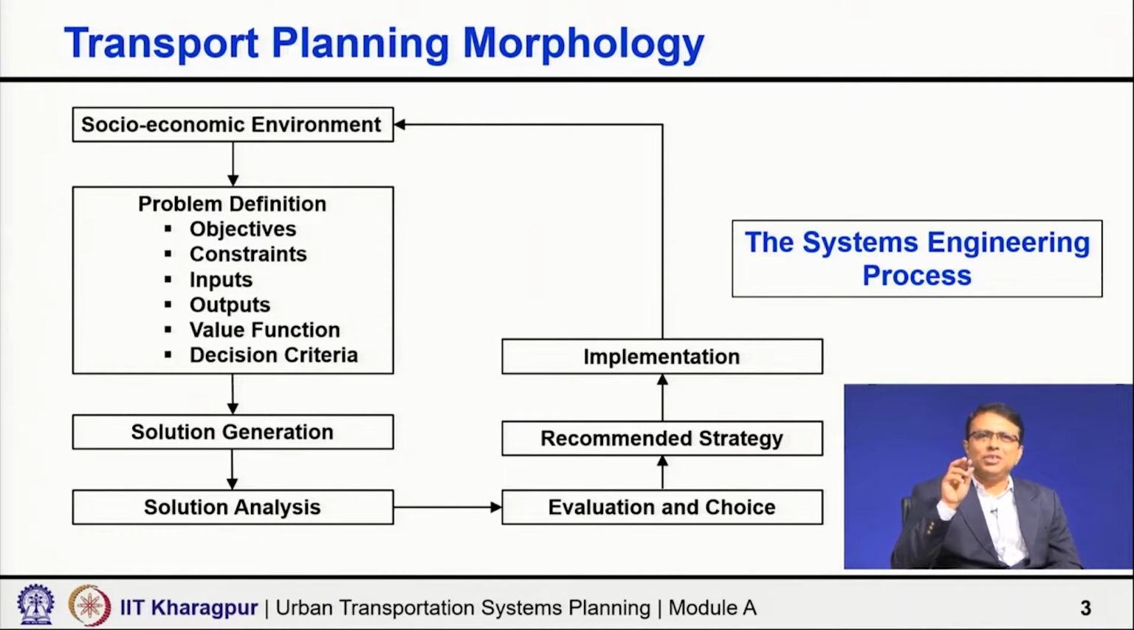Then once we have done it, we have to generate an array of solutions. We will analyze each of those solutions, then evaluate them to pick the best one, and then that gets implemented. And what I said in the last lecture is that this feedback arrow shows that it is a continuous process, because whatever you think is a problem today, accordingly you develop some strategy and implement it, improve it.